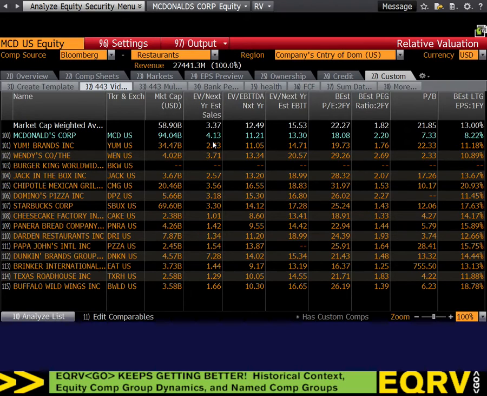All right? Again, EV to EBIT, EV to EBITDA, lower than the industry average. PEG, higher than the industry average. So what does this tell us about McDonald's? What drives EV to EBIT and EV to EBITDA primarily? It's growth and spread.